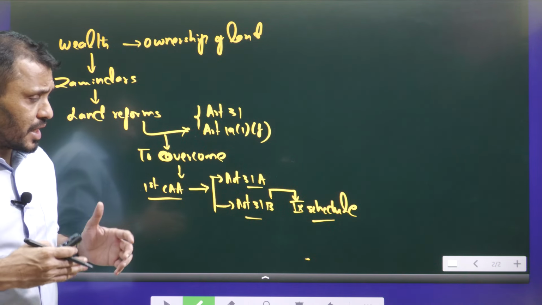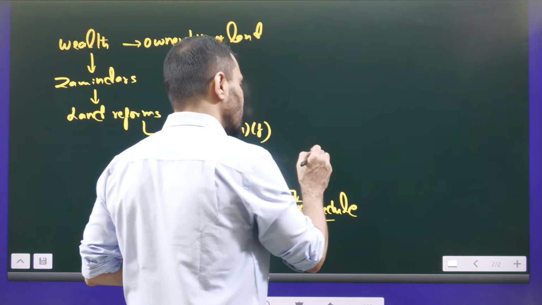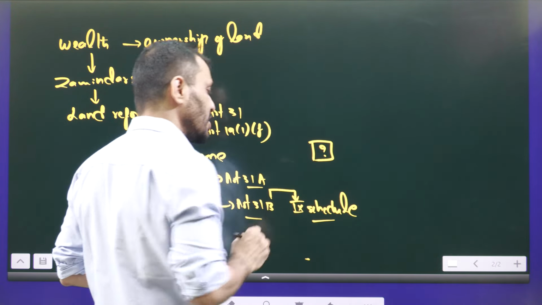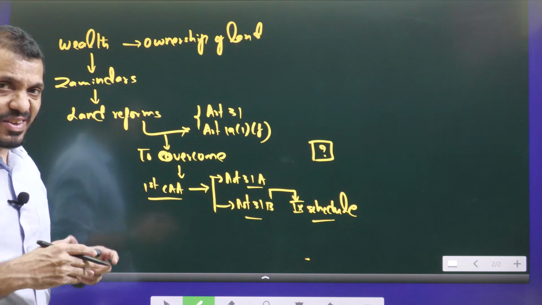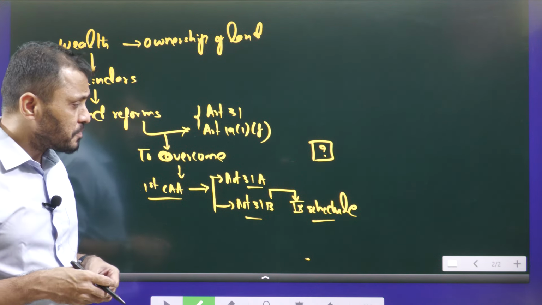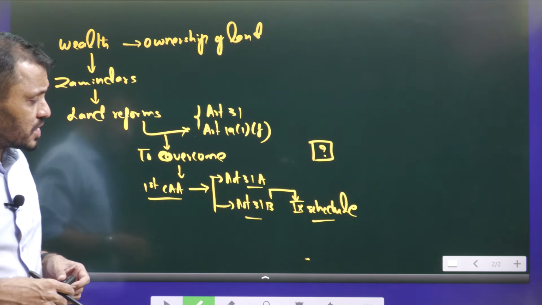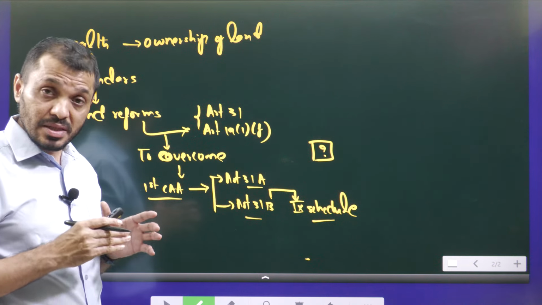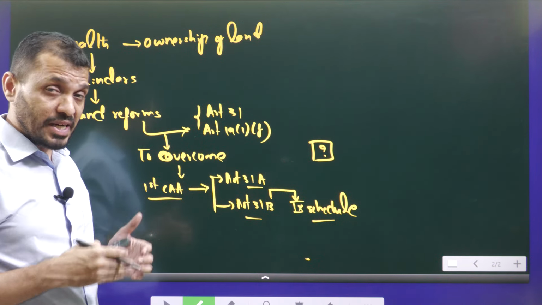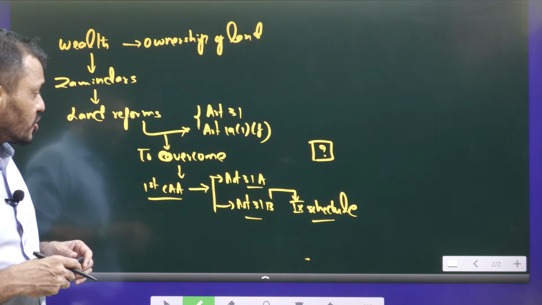Now tell me, guys, in which case did the Supreme Court mention that laws added to the 9th Schedule after 1973 will come under judicial review? In which case did the Supreme Court say that laws added to the 9th Schedule come under judicial review if they were added after 1973? What is the name of the judgment?